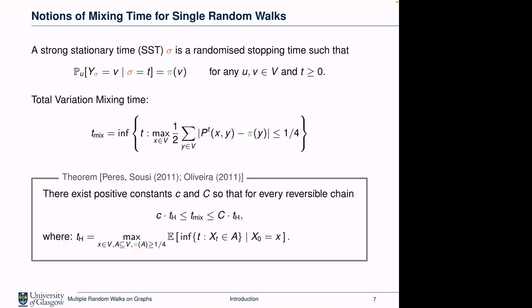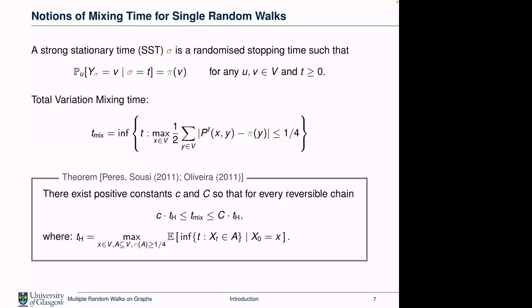Okay, and about a decade ago, Peres and Sousi, and independently Oliveira, showed that this L1 mixing time is the same up to constants as the expected time it takes for a random walk to hit any set, like a worst case set of stationary probability a quarter. So you have some set which is roughly a quarter-ish of the size of your graph, and you're trying to hit it. The amount of time it takes to hit this set is up to constants the same as your 1/4 total variation mixing time.